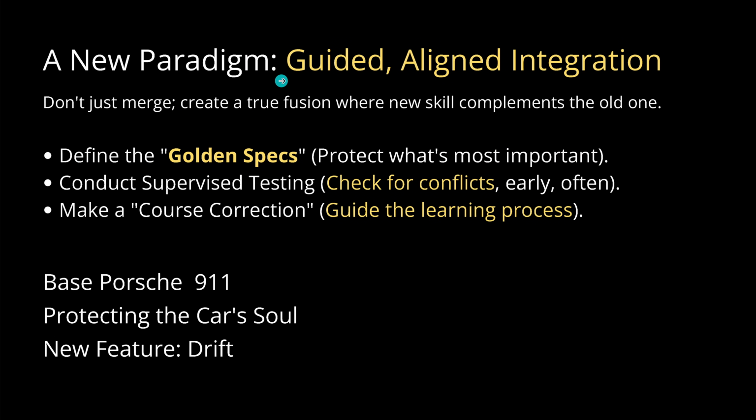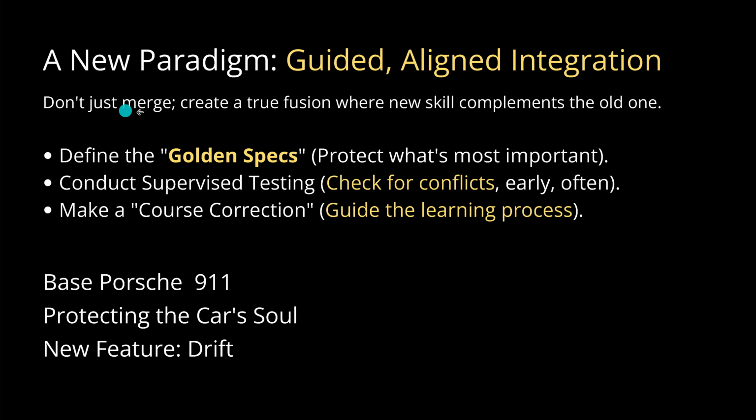So Google has now developed a new solution, a new paradigm for this, and says we have to have a guided and aligned integration of the new task, of the new learning. You just cannot merge like you want. You just cannot go and override some tensor structures somewhere. We have to have a true fusion process where the new skill not only complements the old one, but makes sure that the old one survives here in our AI architecture.